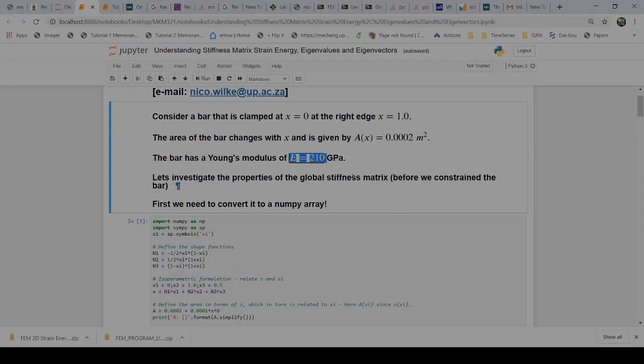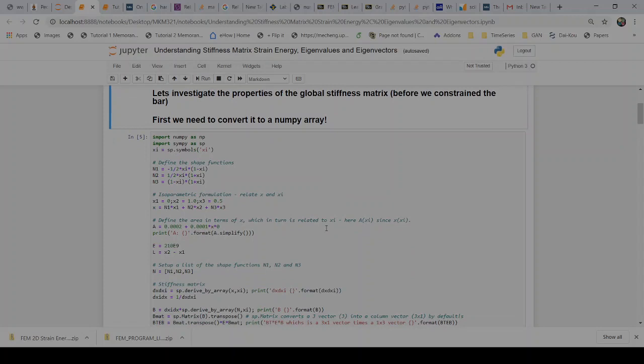The loads are in any case applied as a right-hand side vector, and the known degrees of freedom are removed. That is important to understand.